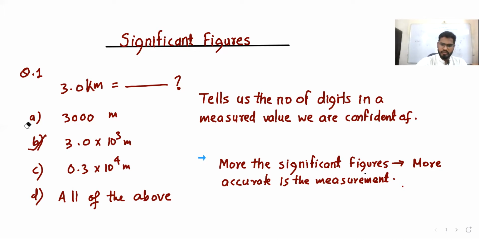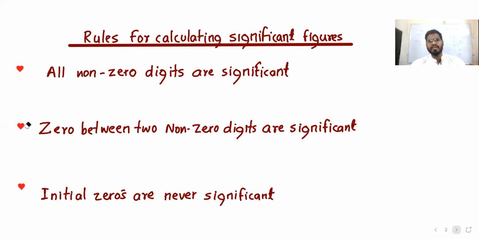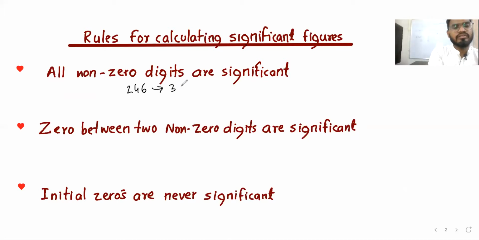Fine. Some rules are there for calculating significant figures. Rule one: all non-zero digits are significant. What is the meaning of that? Let's see, guys. If you see 2, 4, 6, how many significant digits are there? 3 SF, right? 5, 6, 5, 4, 5, 6: how many significant digits? 3. 1, 2, 3, 4, 5: 5 significant. Hope you guys got it.